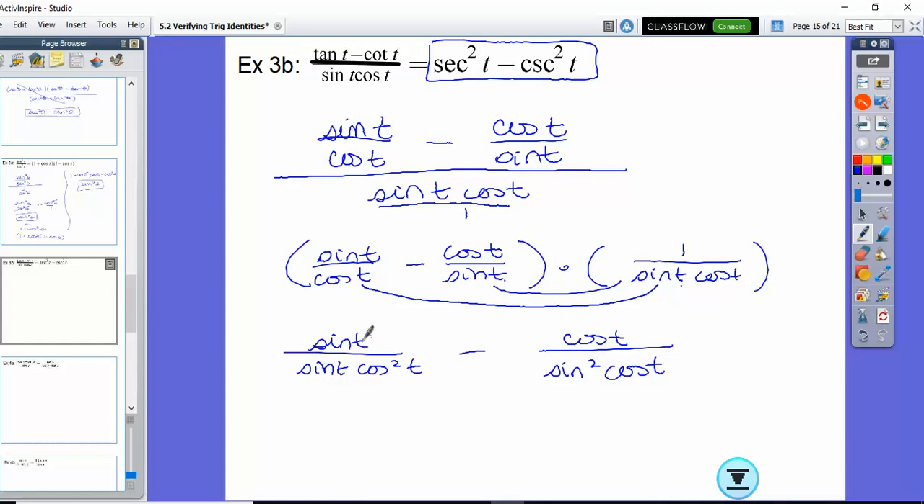We could get a common denominator, but let's reduce these fractions first. Look at where we're going. We basically want two things subtracted. We don't want one big thing. But if you have a sine on top and bottom, it can cancel. So we have 1 over cosine squared minus, that one, the cosines drop, 1 over sine squared. What is 1 over cosine squared t? Reciprocal of cosine is? What is 1 over sine squared t?